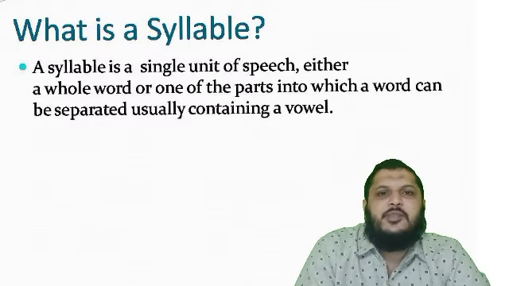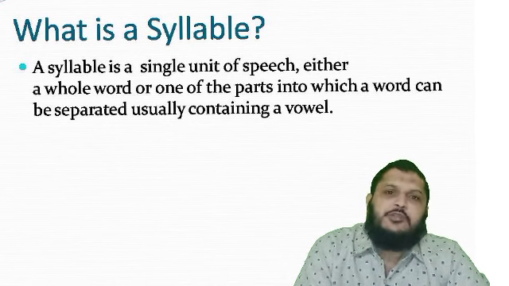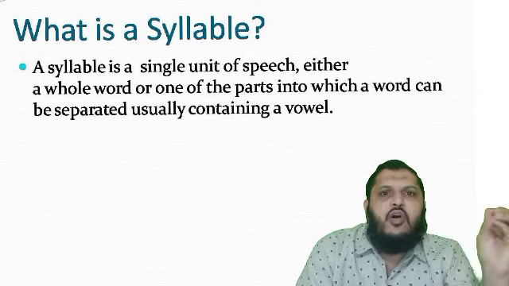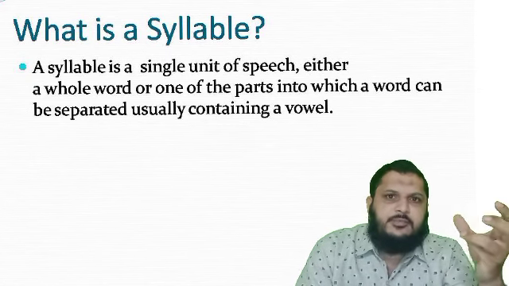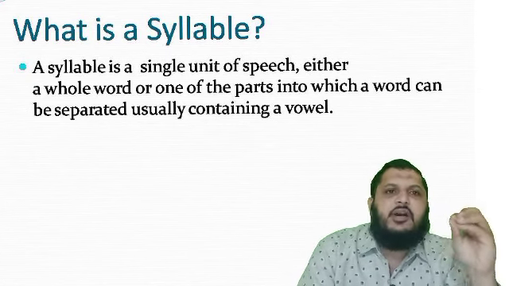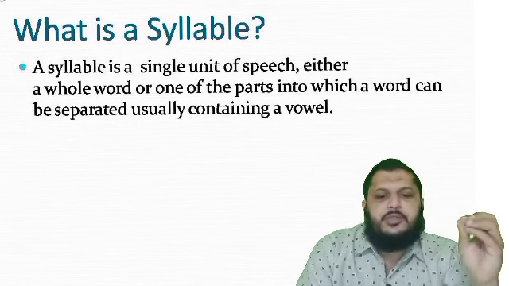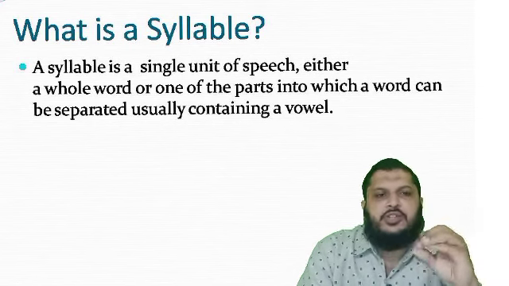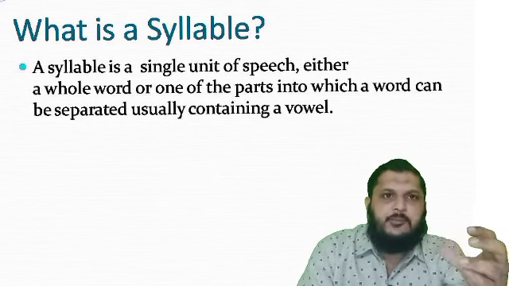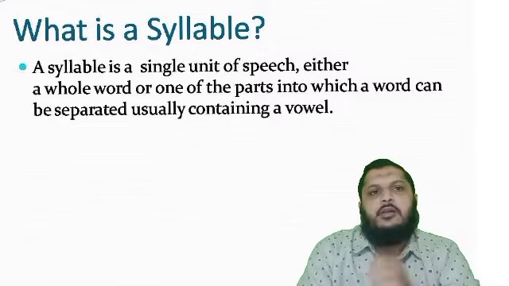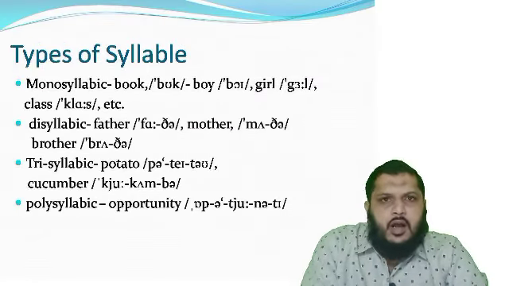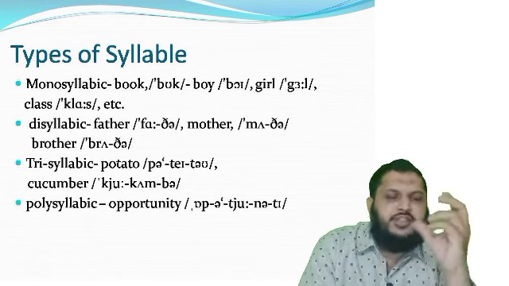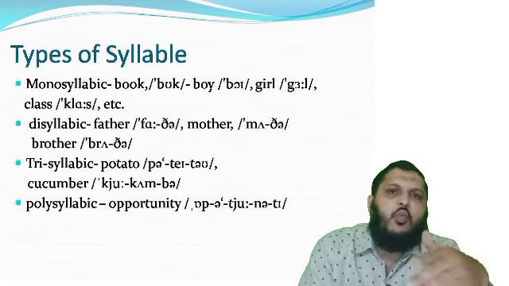What is a syllable? A syllable is a single unit of speech, either the whole word or parts of a word. I repeat, a syllable is a single unit of speech, either a whole word or one of the parts into which a word can be separated, usually containing a vowel. A word may contain a single syllable or more than one syllable.